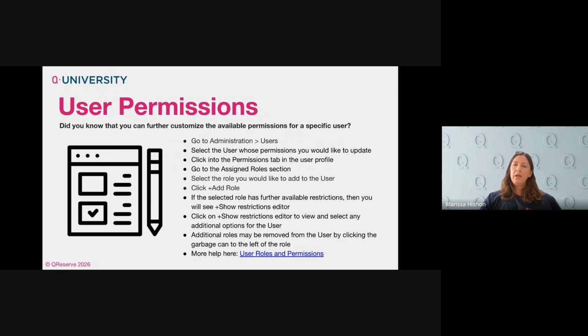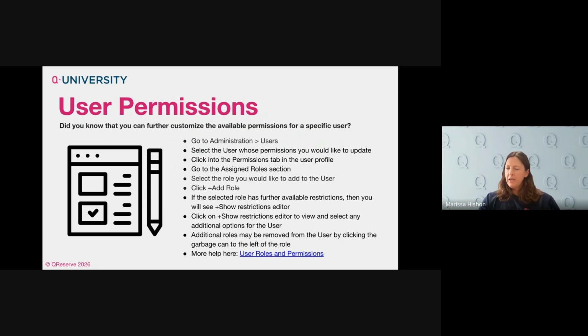So again, in the administration, you'll go into users, just choose the user whose permissions you want to update. And in the user profile there, you'll have a permissions tab. So you're going to click on that and scroll down, and you'll see we have an assigned roles section. You can select the role that you want to add to that user. We have a list of choices, and just click add role. It will add that onto that user.